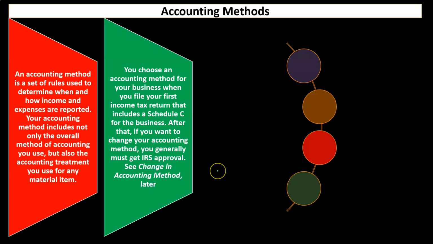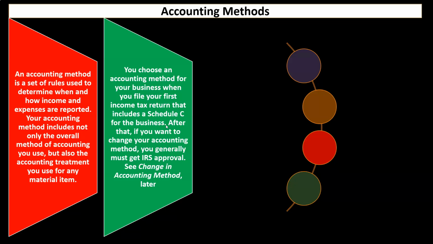You choose an accounting method for your business when you file your first income tax return that includes a Schedule C for the business. So that's going to be the key point, because we have a consistency principle in general, meaning you can't just be changing the accounting method every year. So when you first set up the Schedule C, when you do the first tax return, you want to make sure to consider which method you want to use at that point in time, because once you choose it, you're more or less locked in. It's going to be difficult to change. You've got to go through a process to change the accounting method.